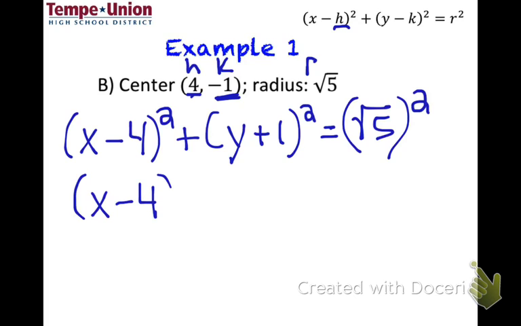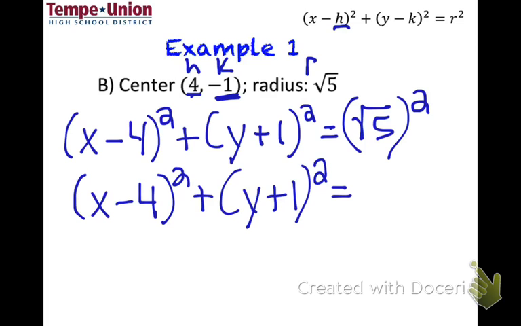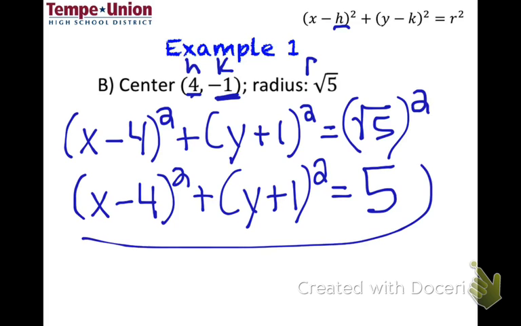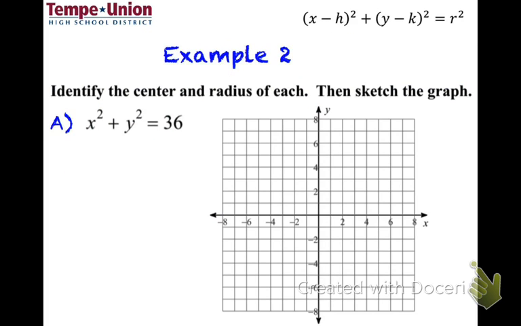So we would say x minus 4 squared plus y plus 1 squared equals, and then when we square that, remember when you square a radical, it just gets rid of the radical sign. So then that would be just a 5. So this would be your nice equation of a circle. All right, let's do the next thing. Let's try to sketch the graph of a circle.